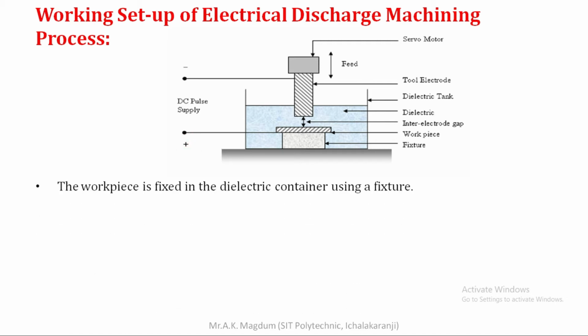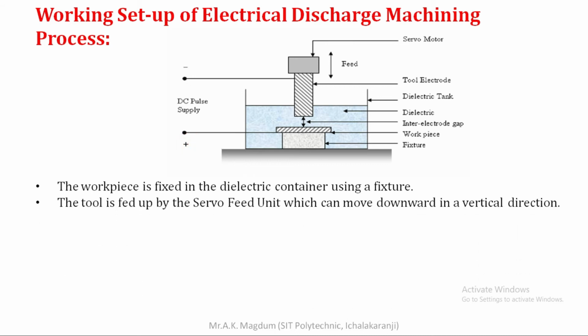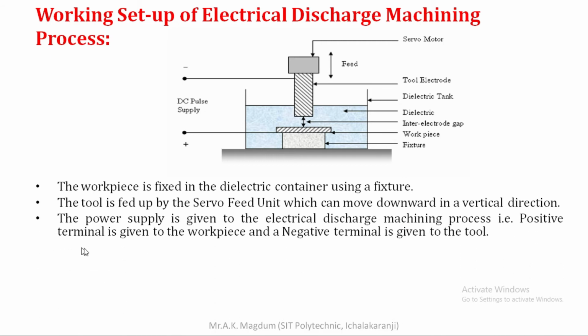We discuss the working here. The workpiece is fixed in the dielectric container using a fixture. Next, the tool is fed by the servo feed unit, which can move downward in a vertical direction, as shown here. The tool is continuously fed downward towards the workpiece to remove material from it. Next, the power supply is given to the electrical discharge machining process. The positive terminal is given to the workpiece and the negative terminal is given to the tool. This is a very important thing.